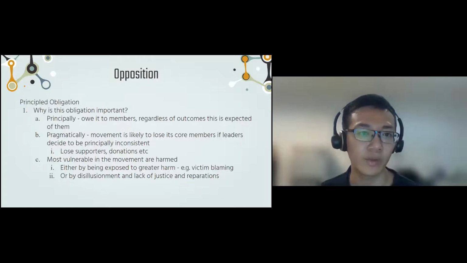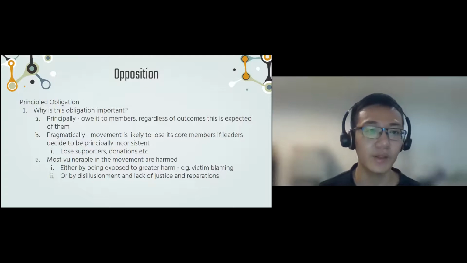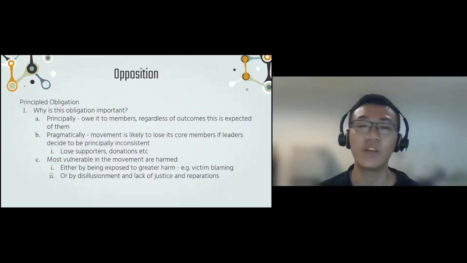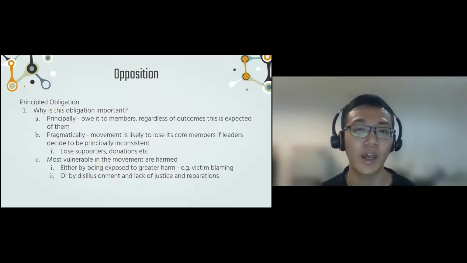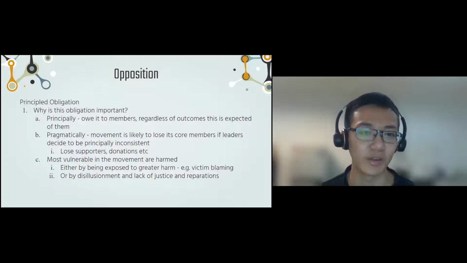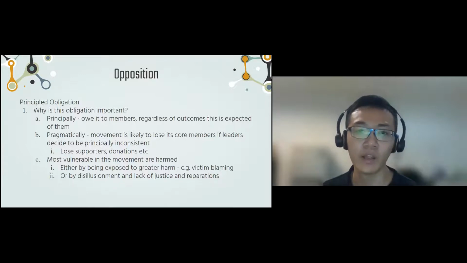The second impact to this obligation analysis is simply to show that if you renege on the obligation and betray your duty to your followers, it's less likely that they'll remain your followers and they'll just leave the movement as a whole. So pragmatically, the movement is likely to lose its core members if leaders decide to be principally inconsistent. So you lose supporters, you lose donations, etc.